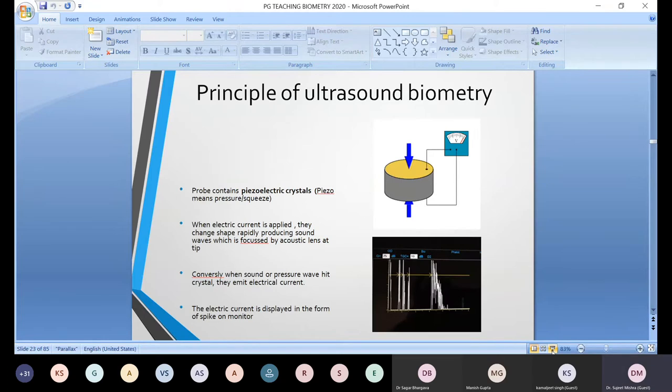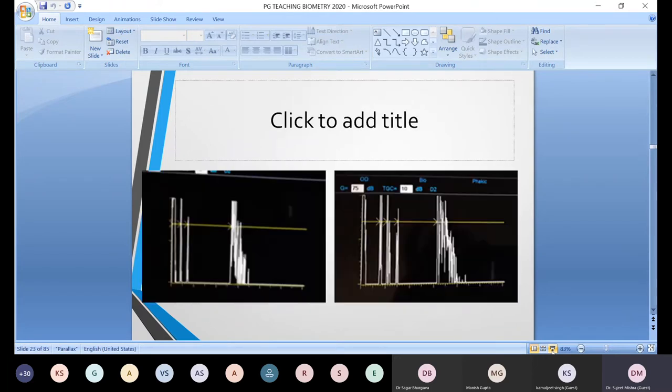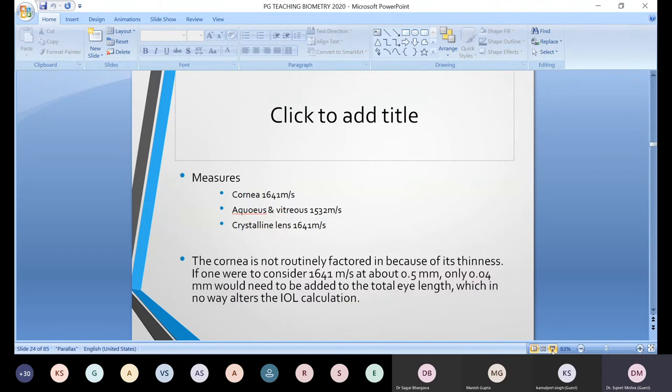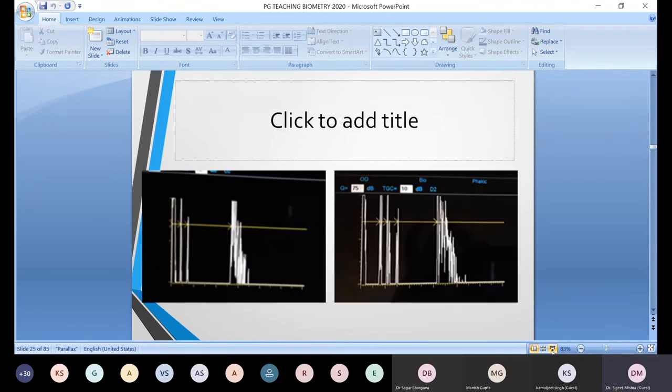So the principle of ultrasound biometry: what it does is, the piezoelectric crystals are there. When current passes through them, they vibrate and send the sound wave. It will go and hit the various surfaces of the eye. It will come back, be received by the probe, and these interactions will be reflected in the form of spikes. So you have to know in detail about these spikes of an A scan.